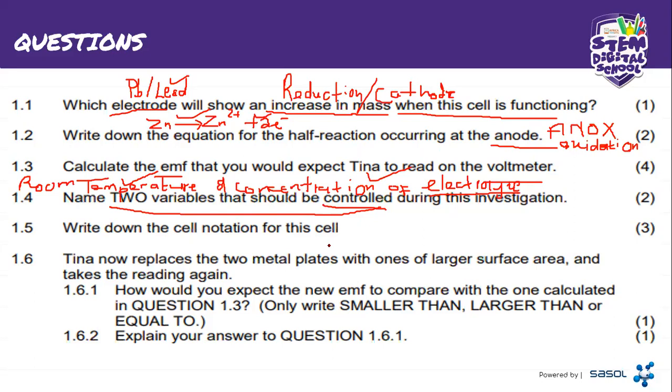Now, we are required to write down the cell notation for this cell. All together. Now, my dear learners, when we started here, we wrote the oxidation half reaction. Now, for us to be able to write the cell notation, we also need to know the reduction half reaction, even if they didn't ask us. And I want us to write it all together. Then we will be able to do the cell notation. Right?